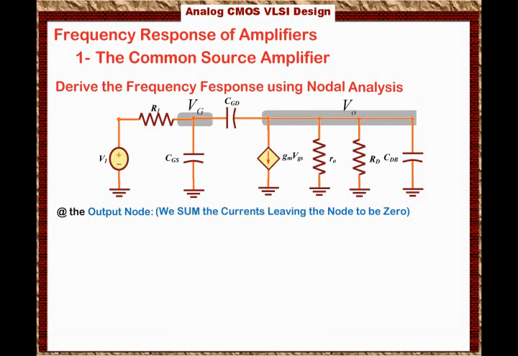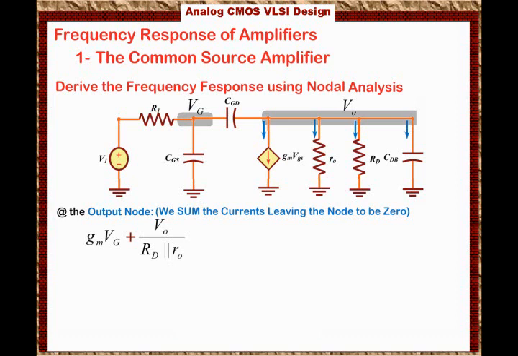By summing the currents leaving the output node, the first thing I look at is the current leaving the current source, which equals gm times VG, because VS is 0, so VGS is the same as VG. Plus the current leaving the output resistance; these two resistors are in parallel, so plus Vout over RD in parallel with RO, plus the current leaving the capacitance at the drain.